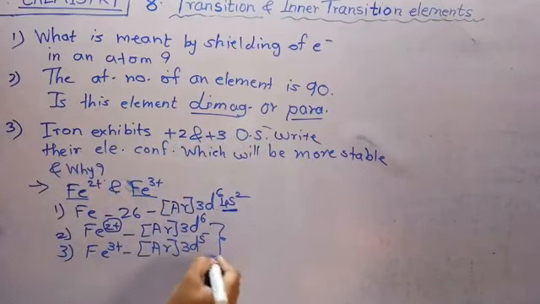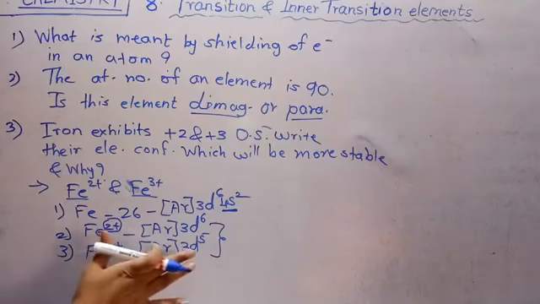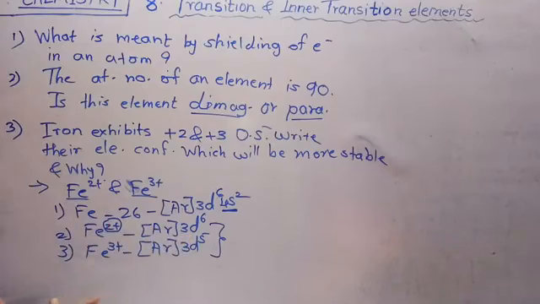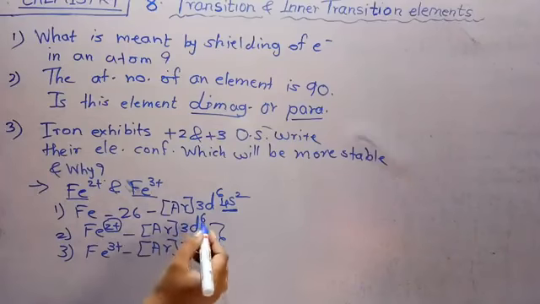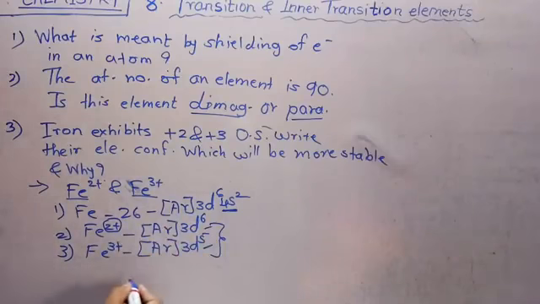Then there is the question of which will be more stable. Out of these two, which is more stable? First observe the valence shell electrons. In Fe3+ there are a total of 5 electrons in 3d, and in Fe2+ there are a total of 6 electrons. And that 3d5 shows the half-filled electronic configuration, which is more stable.